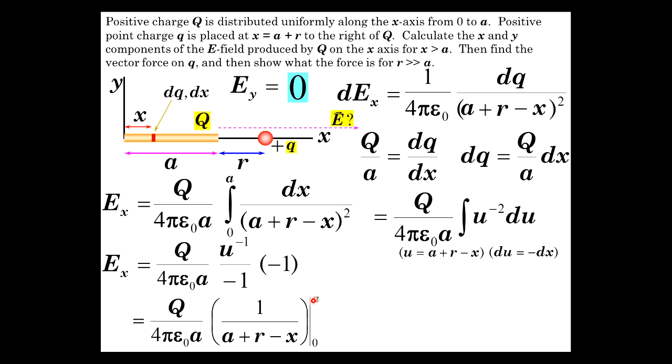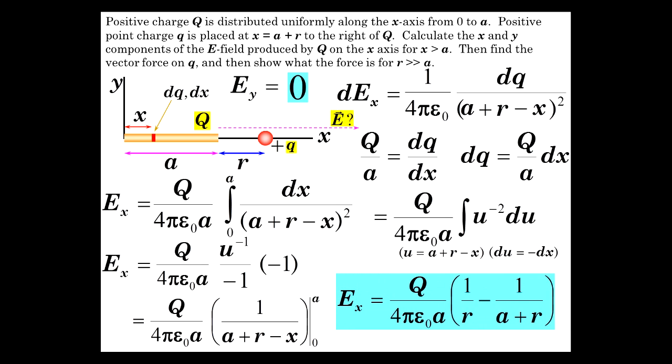So let's stick a in for x, and a minus a leaves r left. And then putting the 0 in results in a plus r. So this is our result for the electric field at the point anywhere along the x-axis with a positive r. So really it's a function of r at this point.